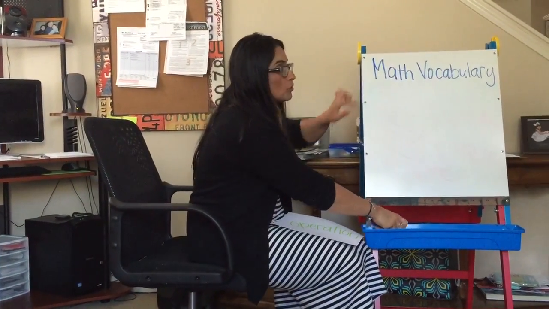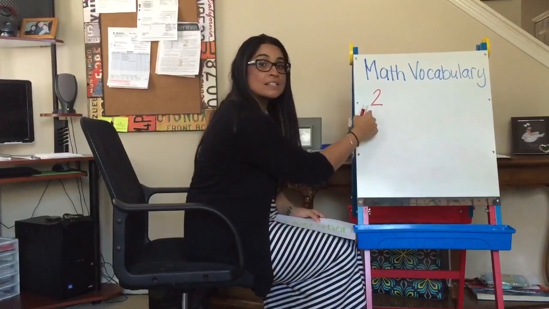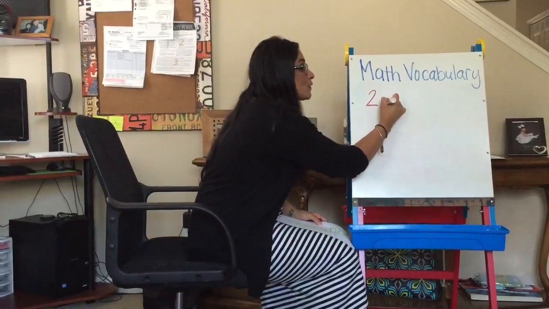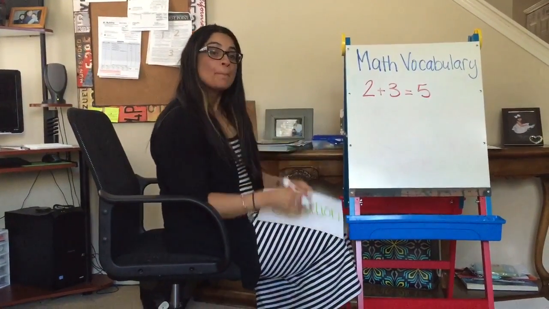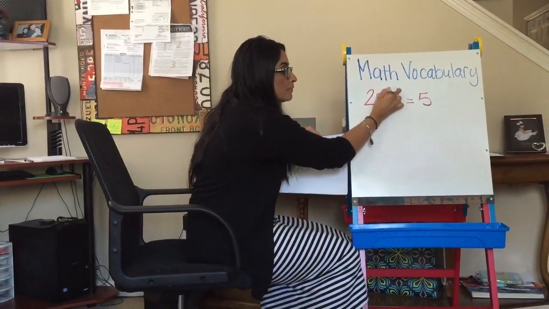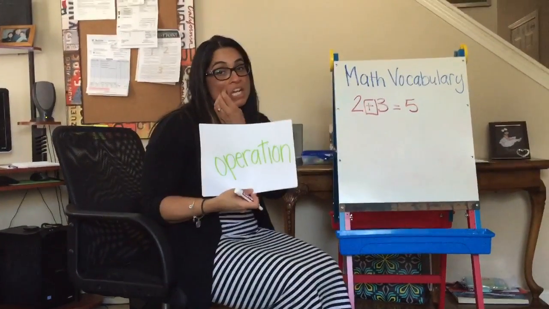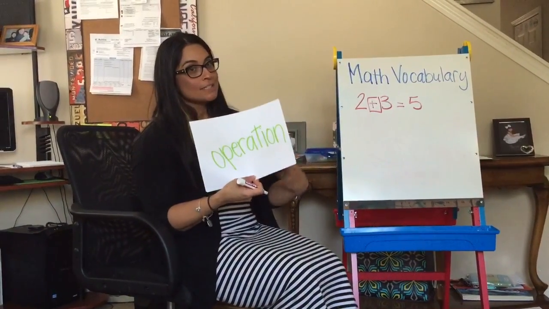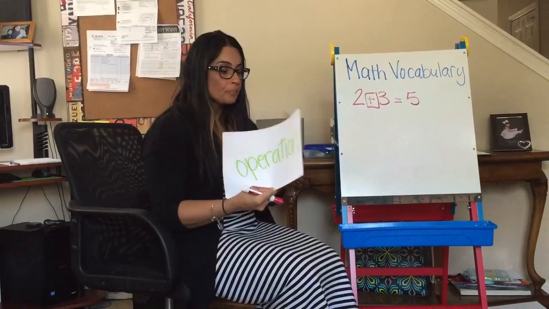So when you talk about operation, Mrs. Rodriguez had 2 dogs, and then Mr. Rodriguez brought home 3 more dogs. So now the answer is 5. So the operation that I used was addition. Does everybody see that? So when we're talking about what's the operation, I'm asking you, what did you do? Did you add? Did you subtract? How did you get the answer? That's what operation means, okay?